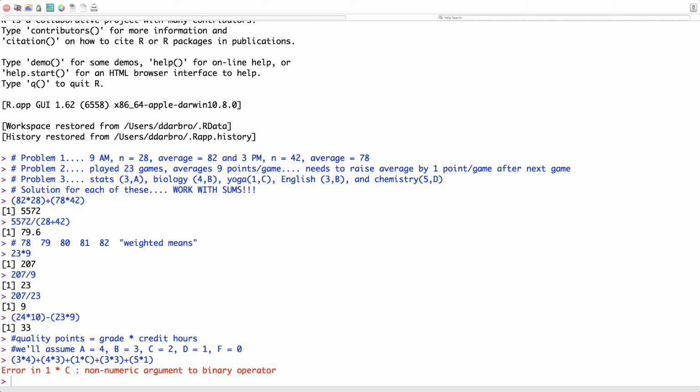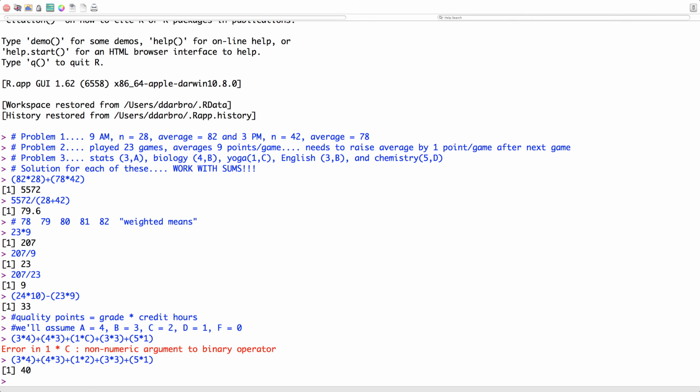And what did I do wrong? Non-numeric binary. Oh, yeah, see what I did? Okay, I'm actually glad that happened, because I didn't do that on purpose, by the way. What I can do is, R has a copy paste. So if I copy this, bring it down and paste, it'll allow me to go in and edit, and of course we know C has a quality point of 2, and we can actually see that we have 40 quality points.